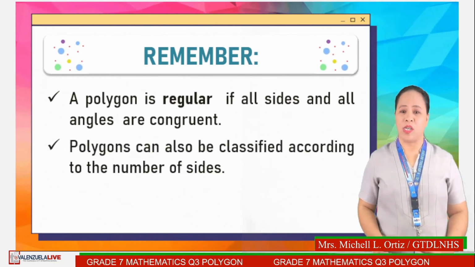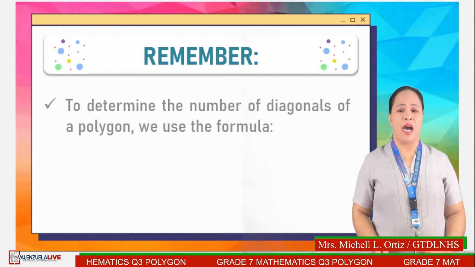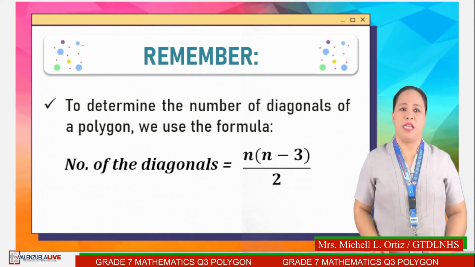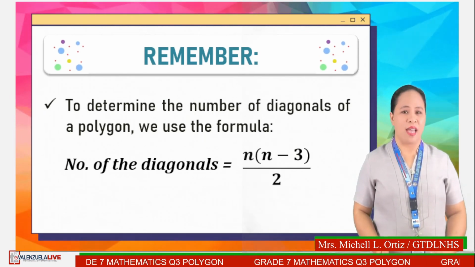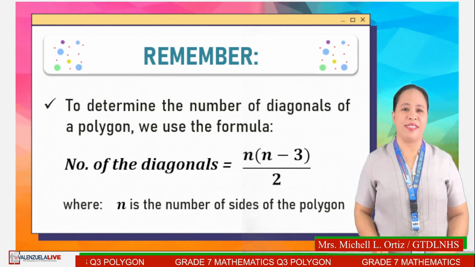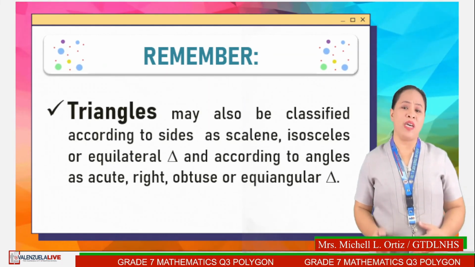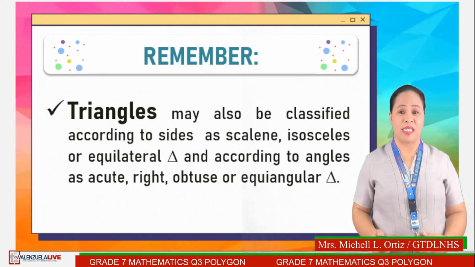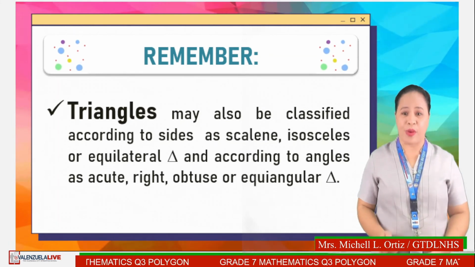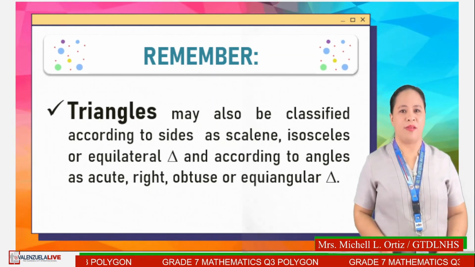Polygons can also be classified according to the number of sides. And to determine the number of diagonals of a polygon, we can use the formula: number of diagonals equals n times the quantity of n minus 2 all over 2, where n is the number of sides of the polygon. Triangles may also be classified according to sides: scalene, isosceles, or equilateral triangle, and according to angles as acute, right, obtuse, or equiangular triangle.